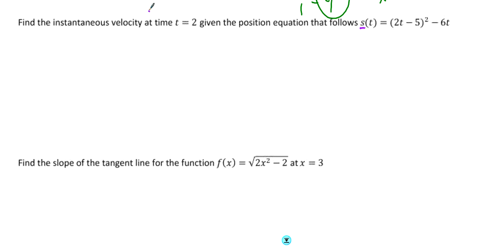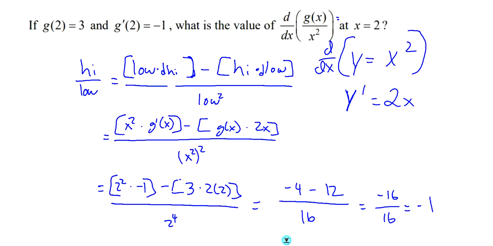Now, from our notes earlier, we've found that velocity is the derivative of position. If we think about it, when we did average velocity in, say, physics, it was distance 2 minus distance 1 over t2 minus t1.